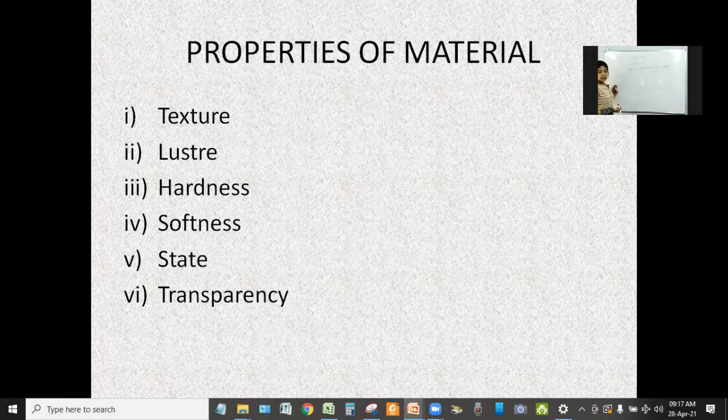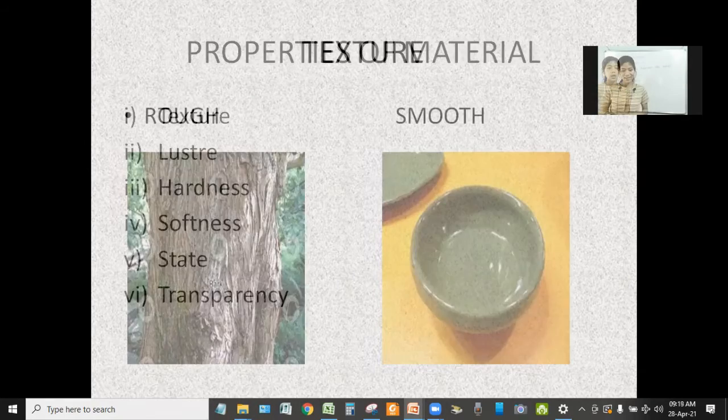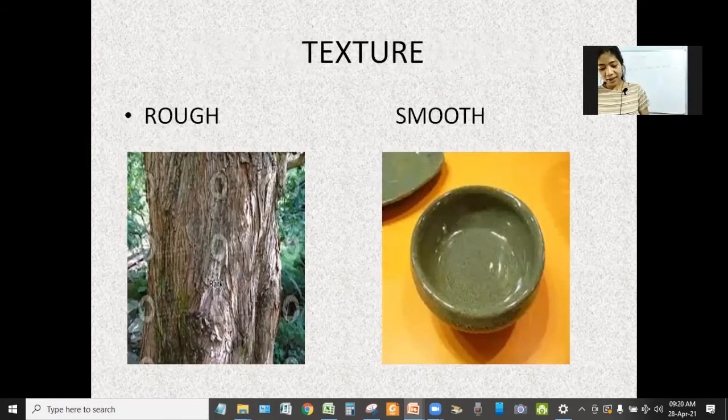We have 6 properties. The first one is texture. The second one is luster. Third, hardness. Fourth, we have softness. 5, state. And 6, transparency. So these are the 6 properties of materials. Texture. Like I said, texture means how a material feels when we touch.